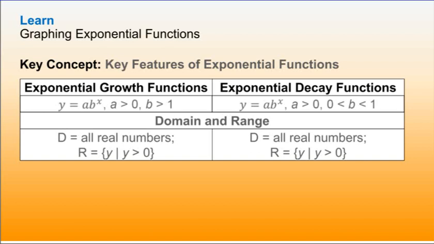Now the domain and range. The domain and range is going to be the same for both growth and decay. The domain is always going to be all real numbers, and the range has to be greater than 0 because your asymptote is going to be at y equals 0, so it has to be above where y is 0, or the x-axis.